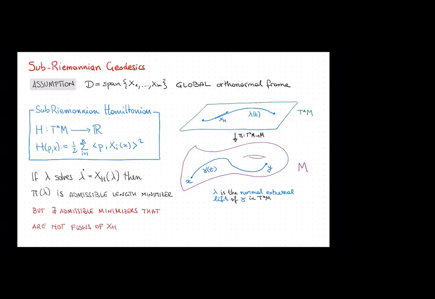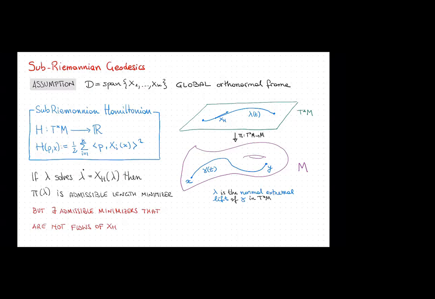And in this way, we can associate uniquely a covector to a geodesic. The problem with this procedure, if you know how the Pontryagin principle works, is that there is also a set of admissible length minimizers, which are critical points of what's called the endpoint map for our flow. And those are not seen by the Hamiltonian.